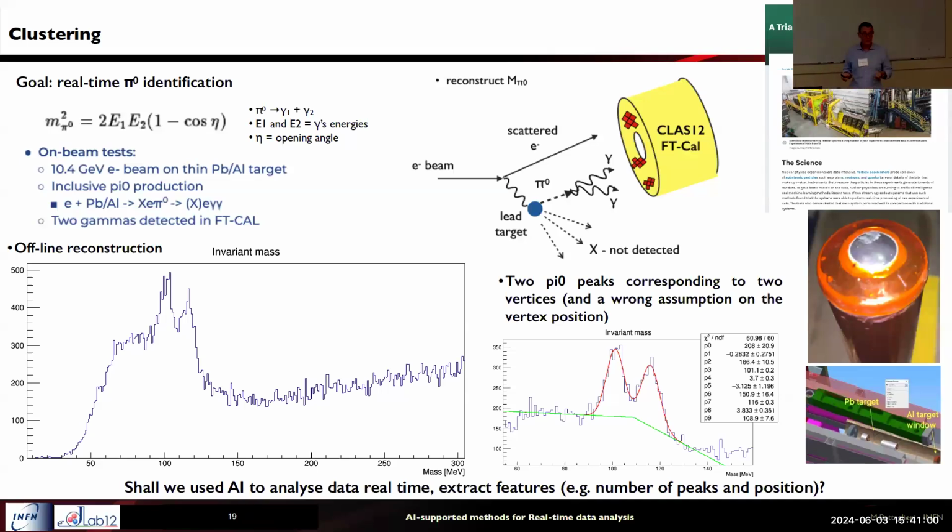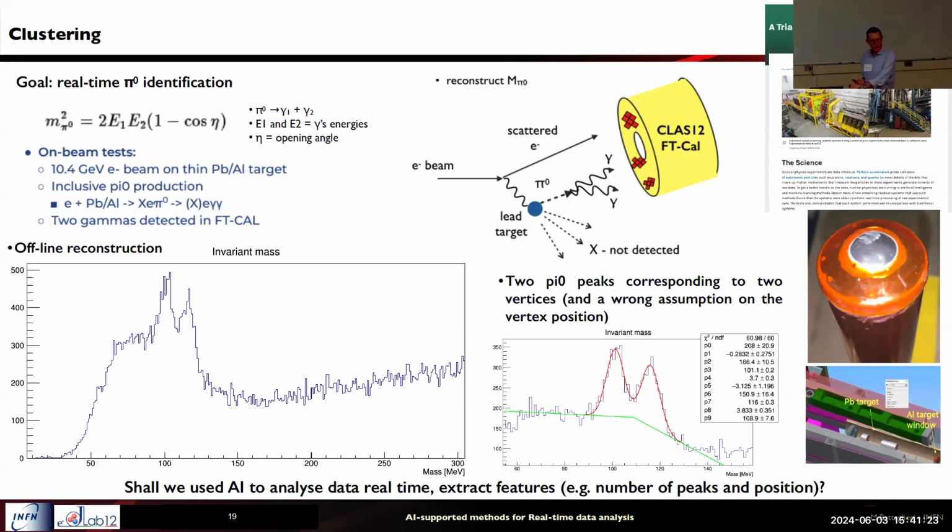Here are some examples of each of these categories. Like I already mentioned, the Pi0. You see here, we ran an experiment. You had a calorimeter made by tungsten crystals. We identified the two clusters and we tried to reconstruct the mass of the Pi0. The mass of the Pi0 is given by this formula. You need to know the energy of each cluster and you need to know the angle of the two gammas.